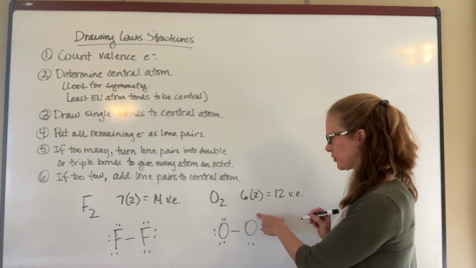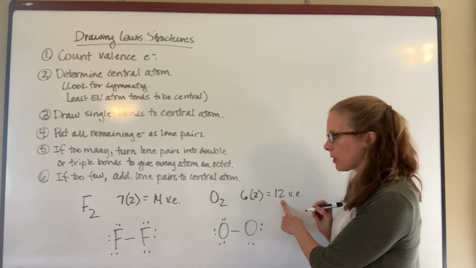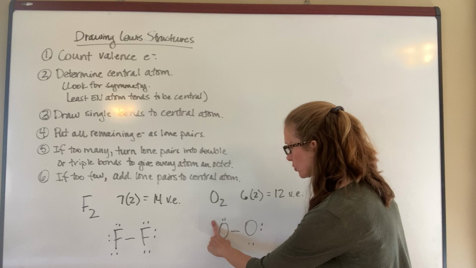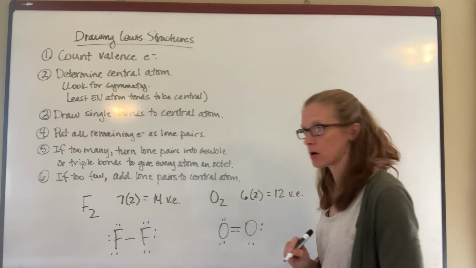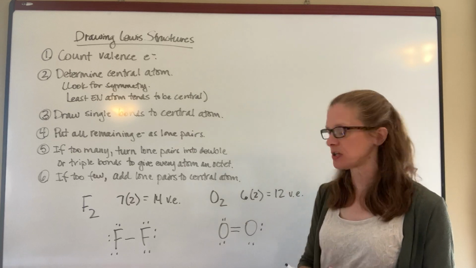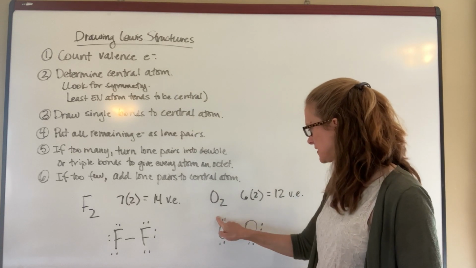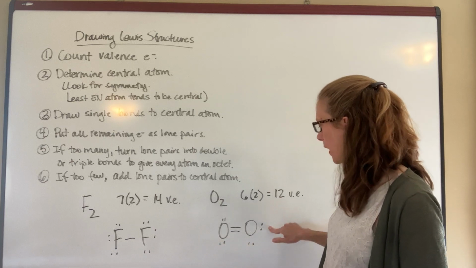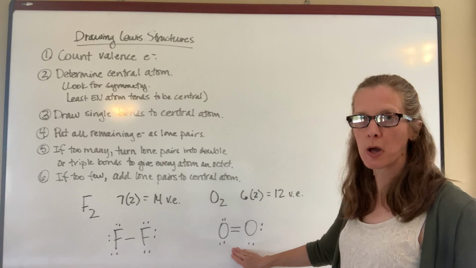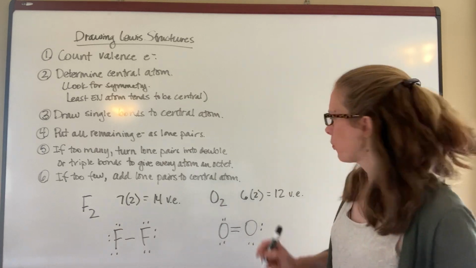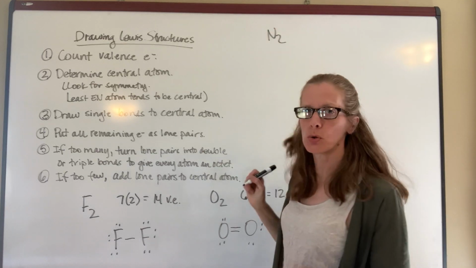I can't put another one up here because I'm going to go over 12. So what am I going to have to do? Well, I'm going to have to turn one of these lone pairs, put it over here, and share one of them instead. So now let's see what I've got. I made a double bond, so now I've got 2, 4, 6, 8, 10, 12 valence electrons. So the oxygen molecule is going to have a double bond in it, okay? What about a nitrogen molecule?